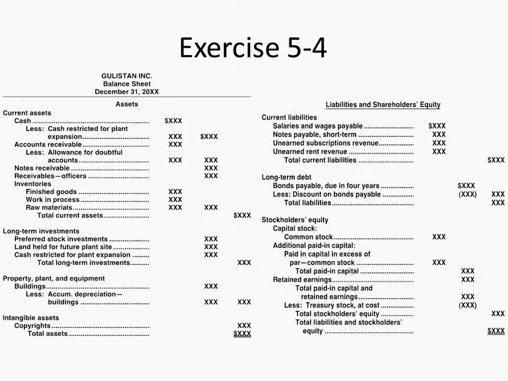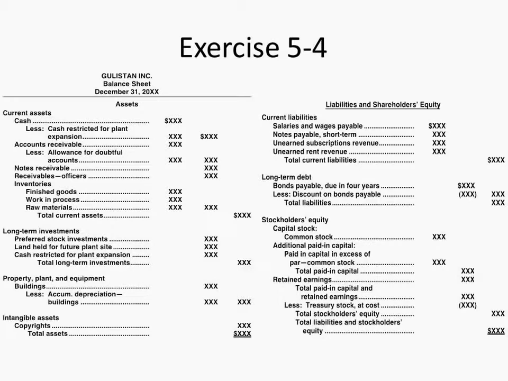Inventories. In order of liquidity here, you have your finished goods, then your work in process, then your raw materials. So again, this is a lot of detail. You won't always see all this detail on a balance sheet. You may just see inventory. Okay, here we're choosing to put a lot of detail in here.